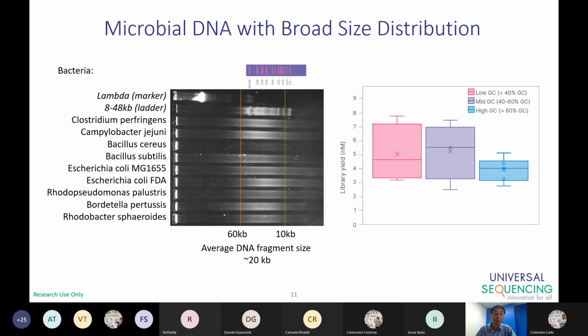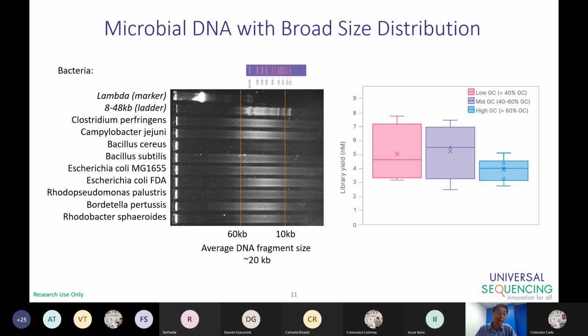There's quite a lot of DNA under 10 kb. However, you do see it's also a pretty good portion above 60 kb. So for us, based on the data we're having, we think for microbial DNA, if you can get an average DNA of 20 kb or above, this should be a pretty reasonable input.